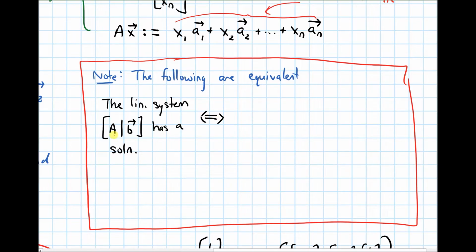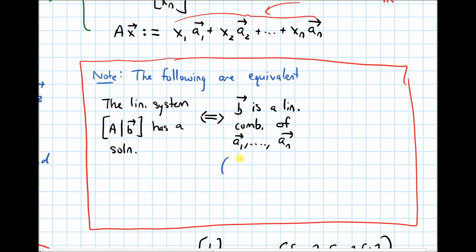So this augmented system has a solution if and only if, and we just showed that this is equivalent to saying that b is a linear combination of the columns of A, which are A1, comma, dot, dot, dot, up until AN. So if I want to check if b is a linear combination of the vectors A1 up until AN, form the augmented matrix and see if it has a solution.